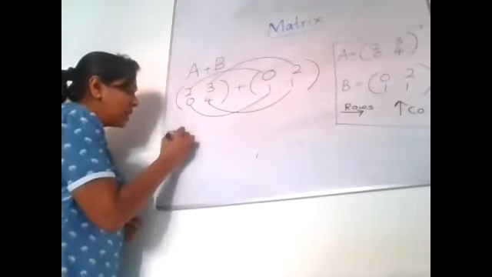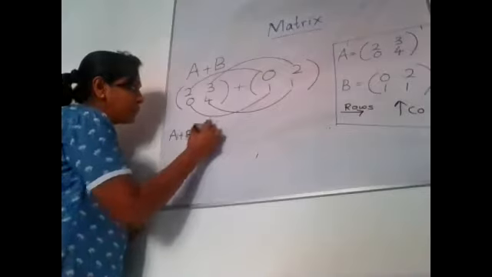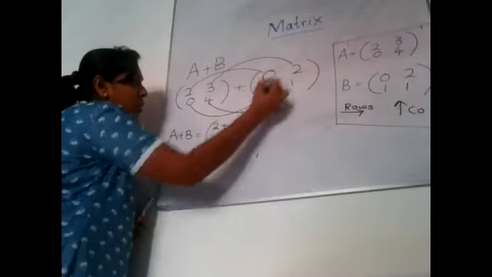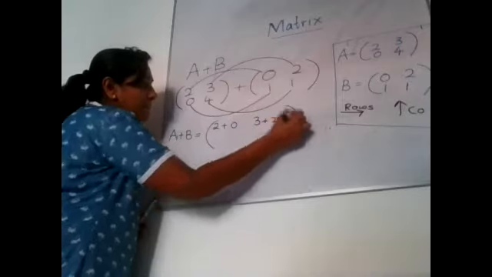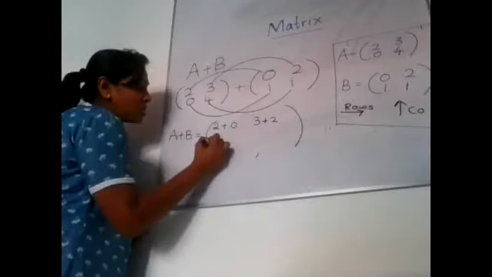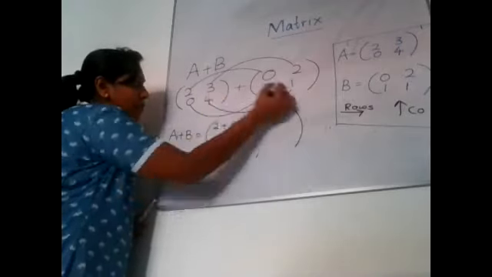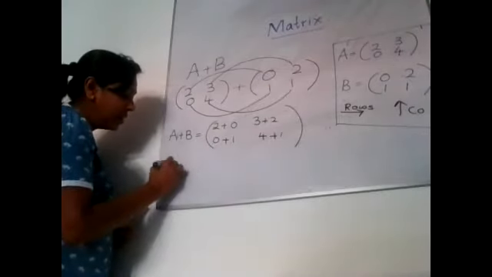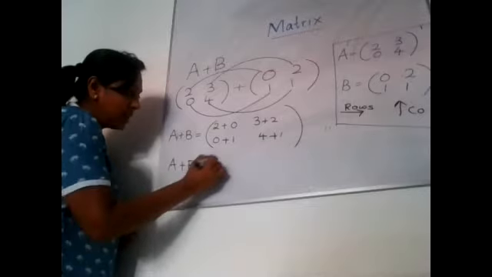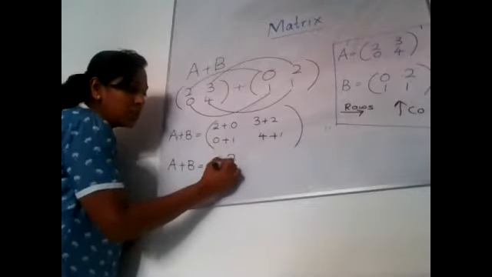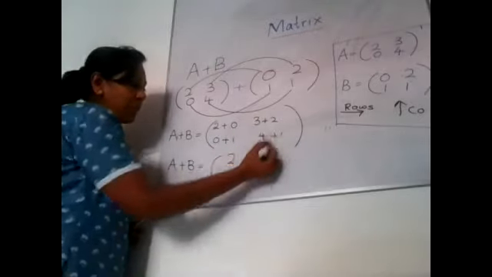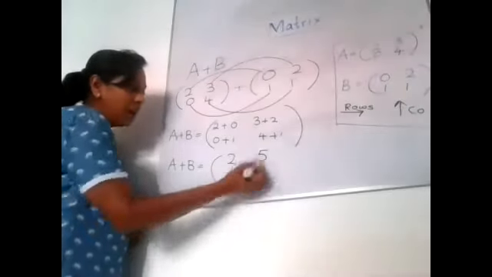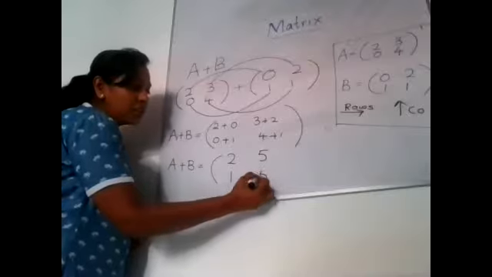Now I will get A plus B. So 2 plus 0, 3 plus 2, 0 plus 1, and 4 plus 1, right? So you can find your final answer A plus B as 2 plus 0, it's 2, 3 plus 2, it's 5, 0 plus 1, it's 1, and 4 plus 1, it's 5, right?